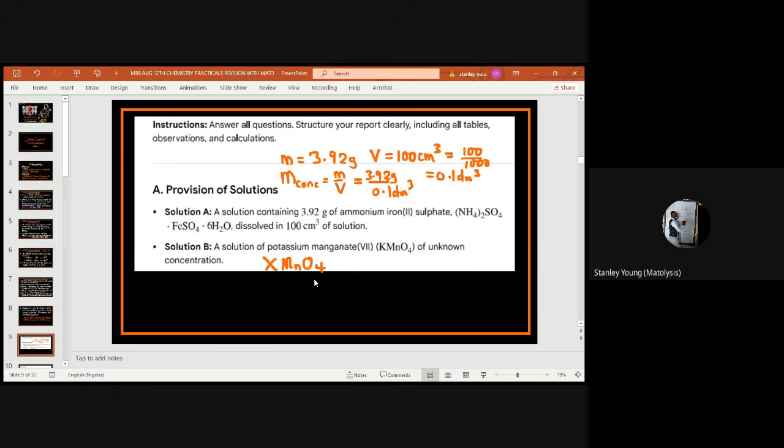So the aim of the experiment here might now be to try to identify what X is by trying to find the molar mass. That helps you to tell, oh, this is potassium. But in that case, the question would have to supply you the concentration of KMnO4. But for now, let's not take it deeper beyond this.